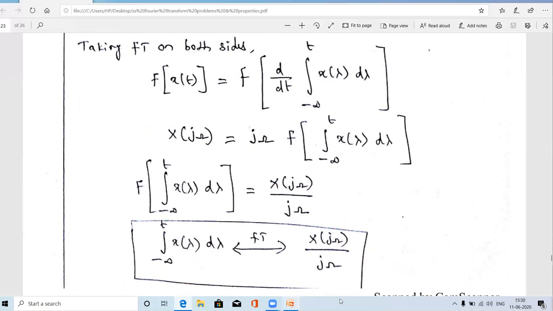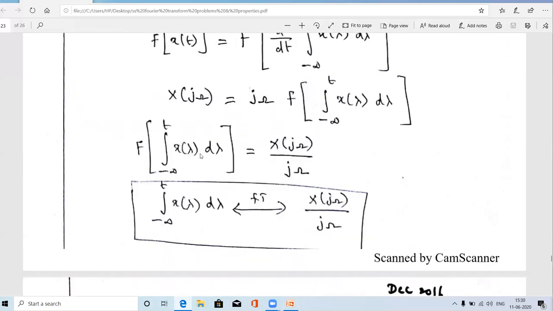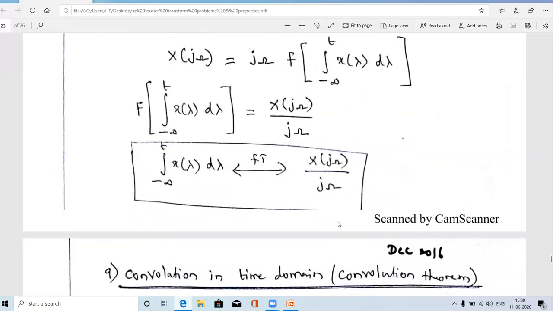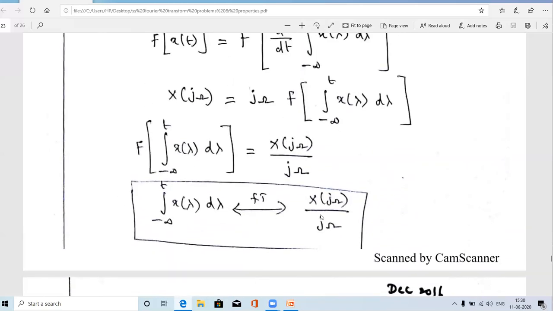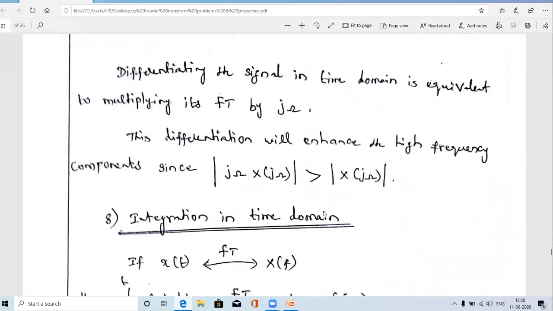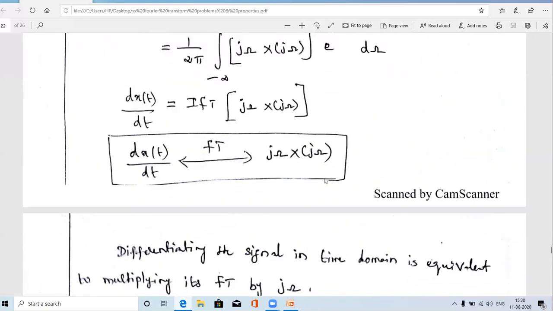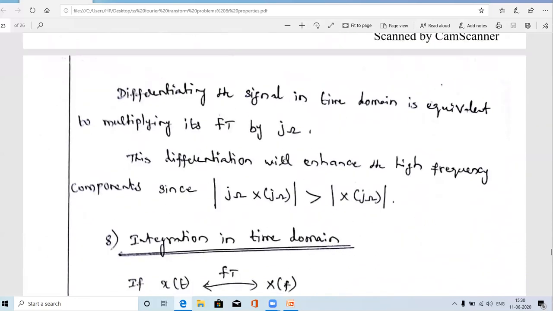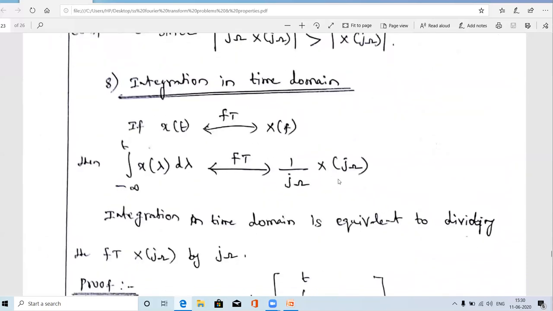So we proved that the integration of the particular signal in time domain gets transformed into the Fourier transform of the particular signal divided by j omega. So it is the integration property. If you are taking differentiation, the Fourier transform answer is multiplied with j omega. If you are taking integration in time domain, the Fourier transform answer is divided by j omega. It's the differentiation and integration property.